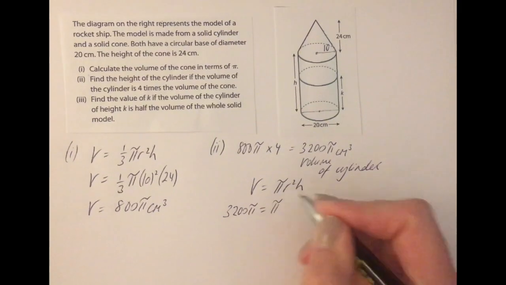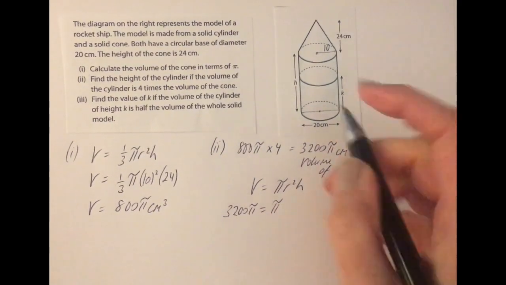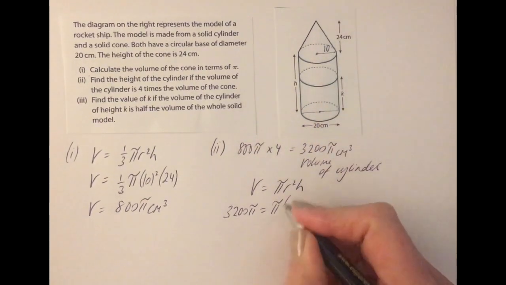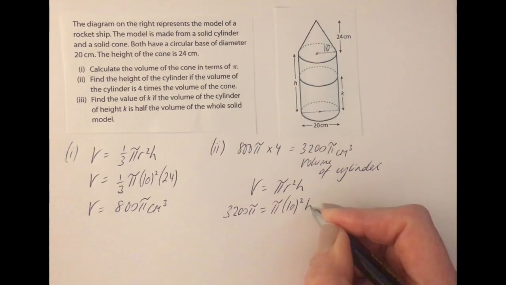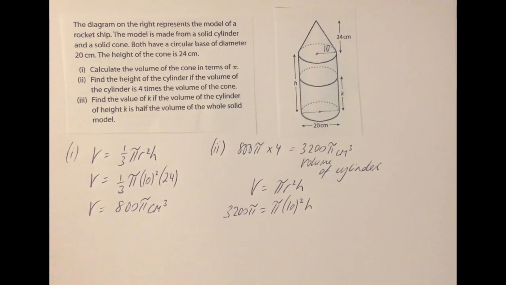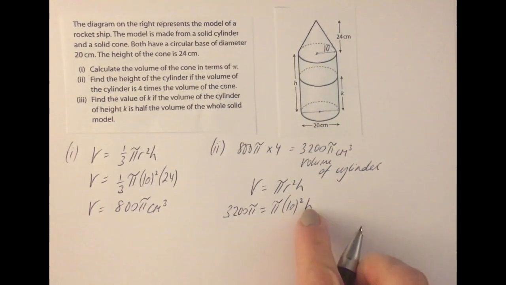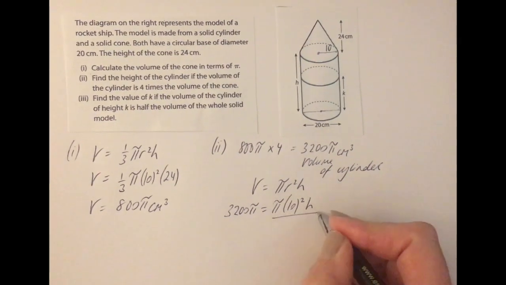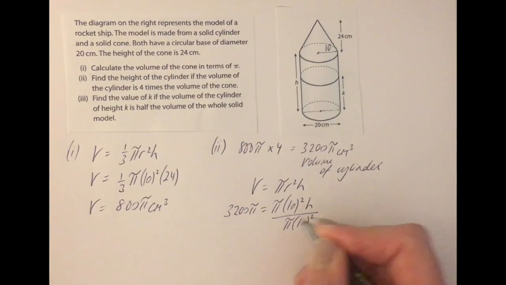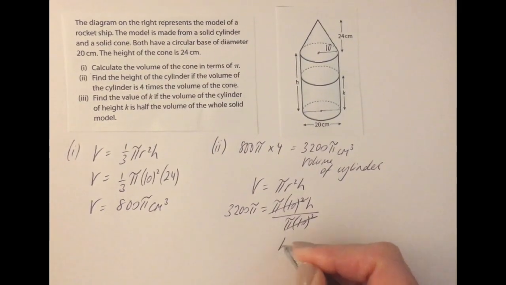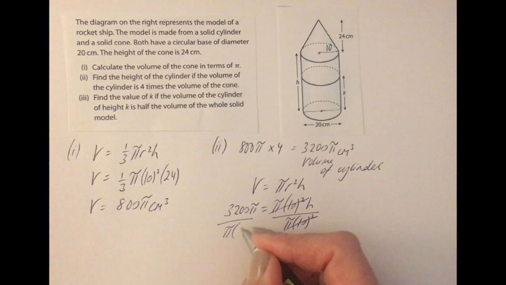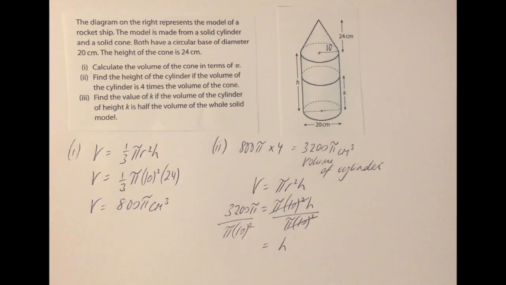Pi, of course, is pi. The radius of the cylinder is the same as the radius of the cone, so that is 10 squared. And of course, we'll have to leave h as h because we don't know what that is. So we want to get h on its own, so that means we want to get rid of the pi and the 10 squared. In order to do that, I'm going to divide that side by pi and 10 squared. That will get rid of all of that and leave me with the h on its own, which is what I want. Of course, if I divide the right hand side by pi 10 squared, I'm going to have to divide the left hand side by pi bracket 10 squared.